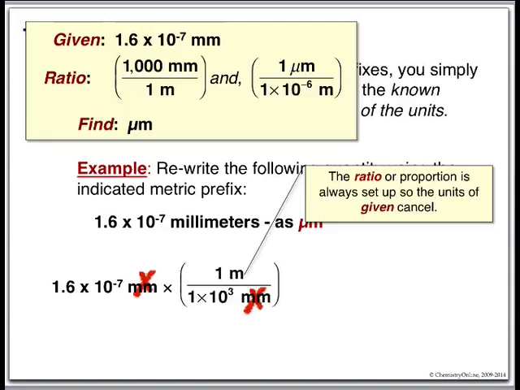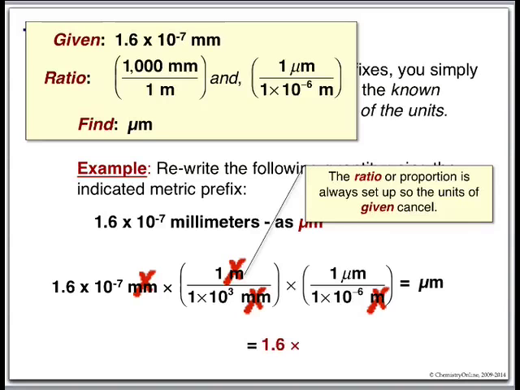So our second ratio must have meter in the denominator. Well, this does, that's good. So we can just stick it in, cancel our 2 meters, and the only unit we have left is micrometer. Once again, the simple math: 1.6 times 10 to the minus 7 divided by 10 to the 3rd divided by 10 to the minus 6. That gives 1.6 times 10 to the minus 4 micrometers.